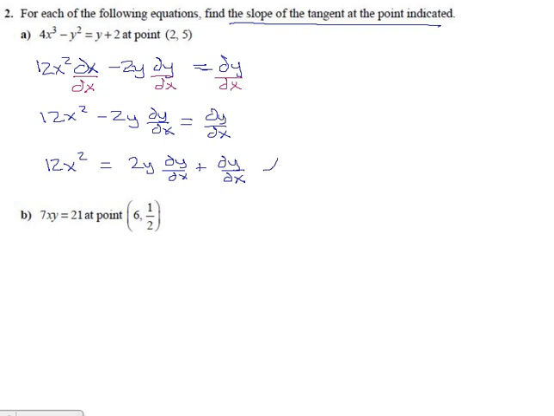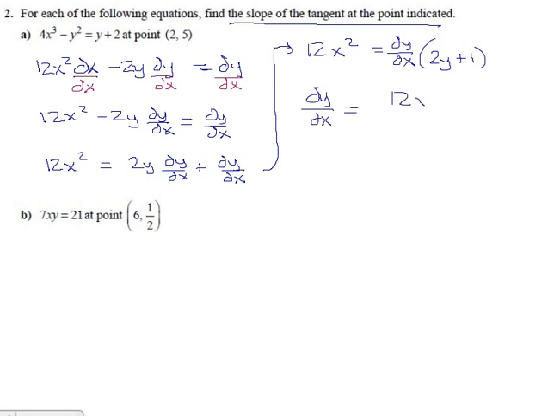We have this in two different places, so factor it out. It is a common factor. We get 12x squared equals dy/dx, and what does that leave us with? 2y plus 1. So to isolate, we divide both sides by 2y plus 1. I'm going to switch the left and right sides so we get dy/dx first, and it's 12x squared over 2y plus 1.